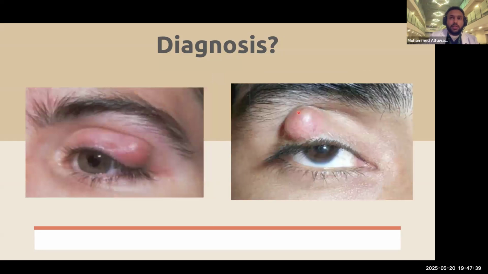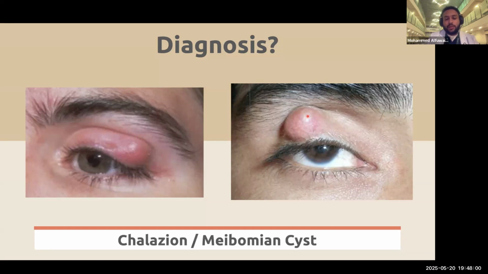If something's like this, which is chronic, usually asymptomatic, rubbery, and non-tender, what do we call this? Chalazion. Good. Now, what is it caused by? Meibomian gland obstruction, which is a meibomian cyst. So that is a chalazion. The difference is this is obstruction of the meibomian gland, the other one was not. Chalazion is chronic. C for chronic.